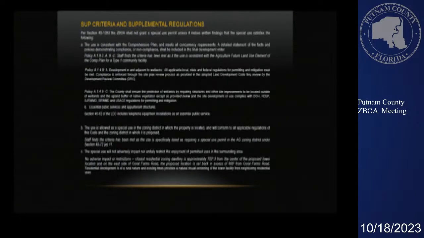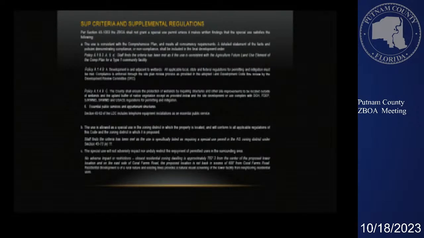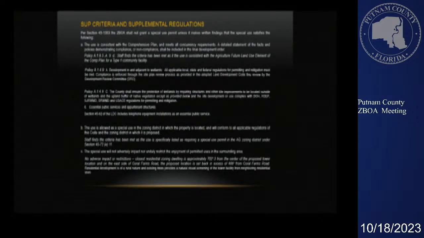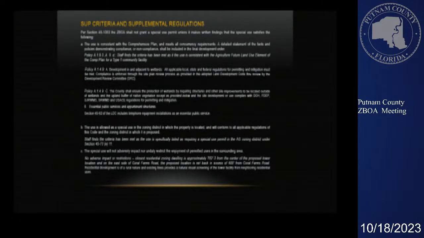Letter B, the use is allowed in the zoning district by special use permit, and it is under 45-72 print E, number 11. Special use will not adversely impact or unduly restrict the enjoyment of permitted uses in the surrounding area. Staff feels that no adverse impacts or restrictions would be on the property. Closest residential dwelling to the property is 752.3 feet from the center of the proposed tower location and on the east side of Coral Farms Road. The proposed location is set back in excess of 600 feet from Coral Farms Road, and the residential development, there's trees in the area which could allow for screening of the tower.